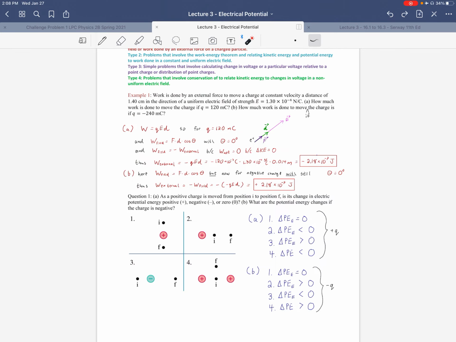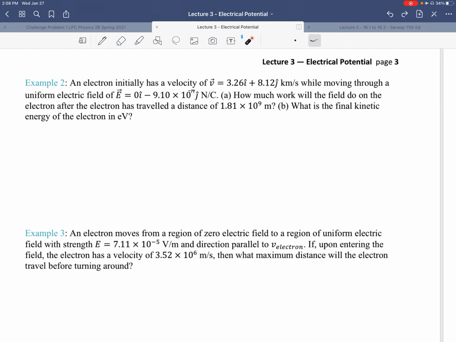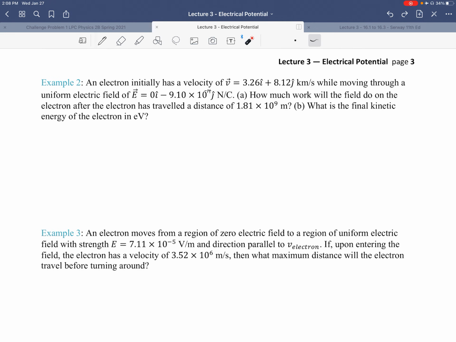Okay? All right, example 2. An electron initially has a velocity of 3.26 i plus 8.12 j kilometers per second. Well, 3.26 in the x direction, 8.12 in the y direction, units of kilometers per second.